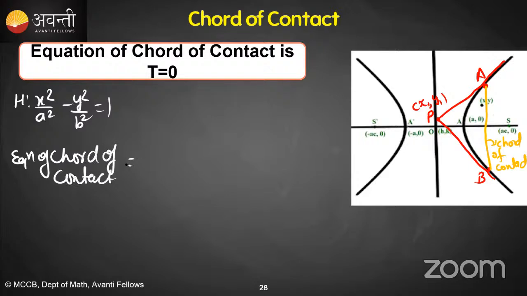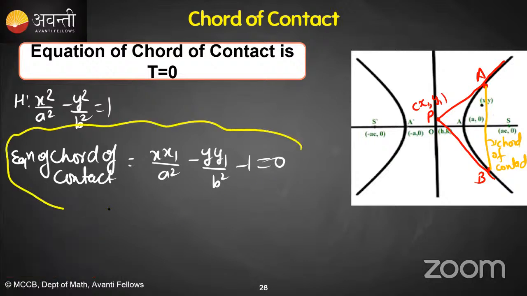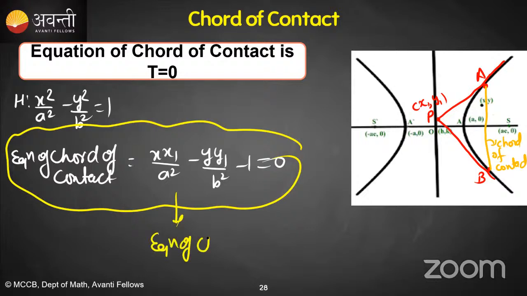T equal to 0 means assume point P (x1, y1) is lying on the curve and write down the equation of the tangent. So replace x square with xx1, replace y square with yy1. So this is the equation of the chord of contact. Clear? This is the equation of chord AB, which is the chord of contact. Is this clear everyone? Tell me quickly in the chat box if you have any doubt. Similar, right?